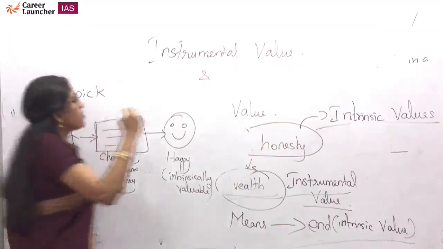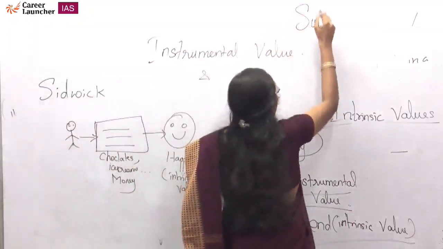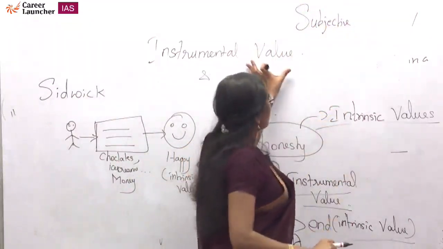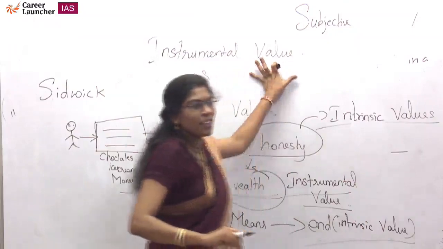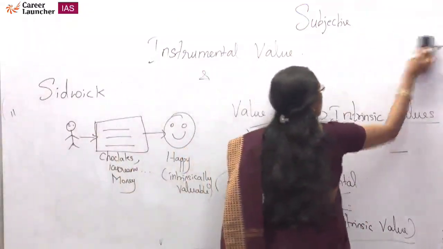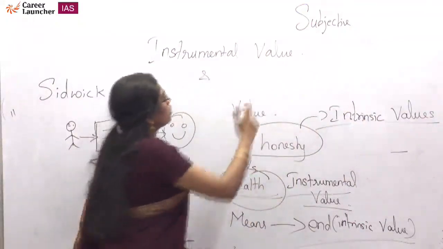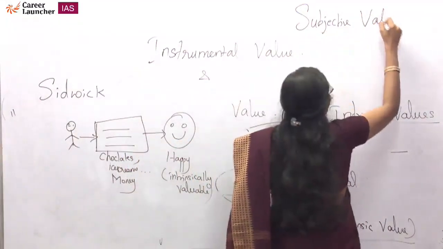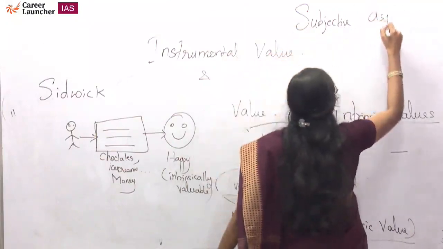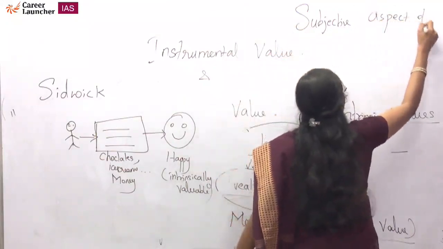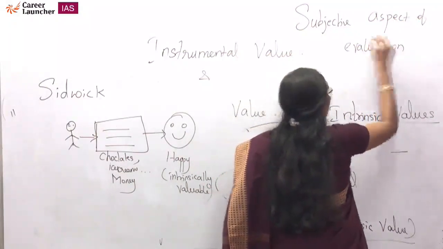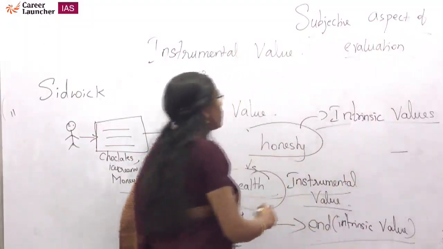They call that a subjective aspect of valuation. Subjective, what you are saying now, no? You were speaking about the sixth sense. We are here, but we have to cross that, because since I have left this, my students are not able to understand. Subjective aspect of evaluation. Which happiness you are talking about, that is called a subjective aspect of evaluation.